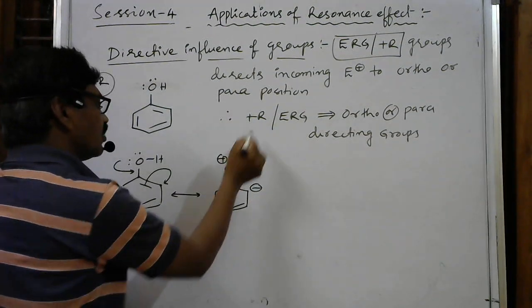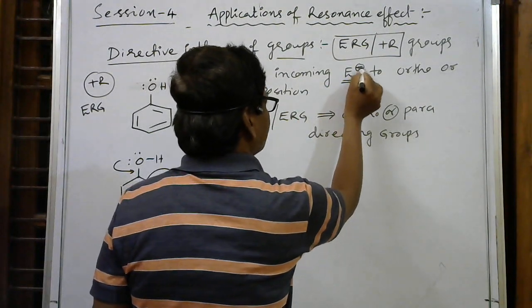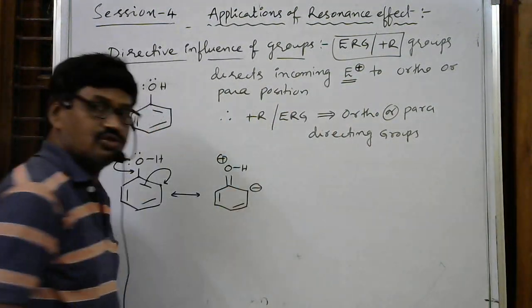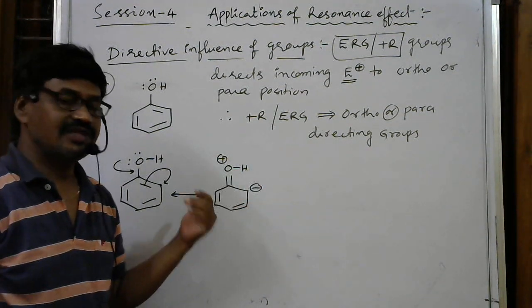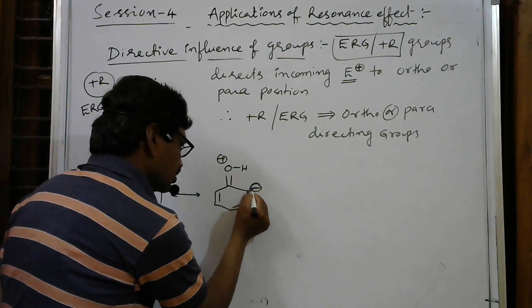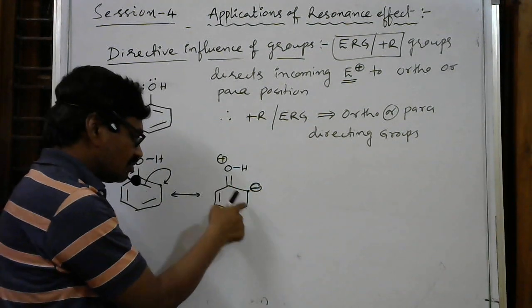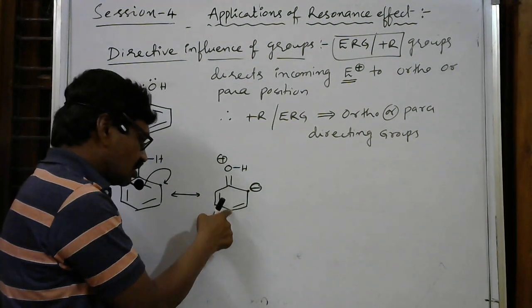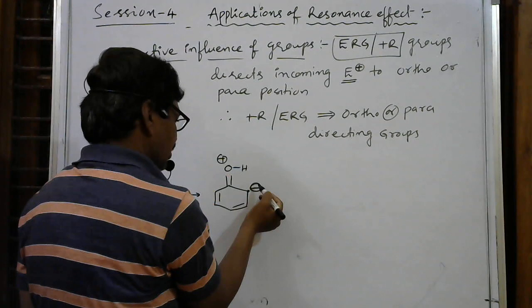So electrophile. Here what is the charge of electrophile? Charge of electrophile is positive charge. So positive charged groups need negative charge for attacking. So here negative charge is produced on which position? Ortho position. 1 comma 2 positions are ortho. 1 comma 3 positions are meta. 1 comma 4 positions are para. So the electrophile may come here.